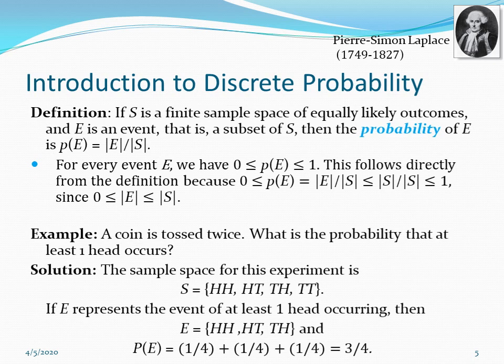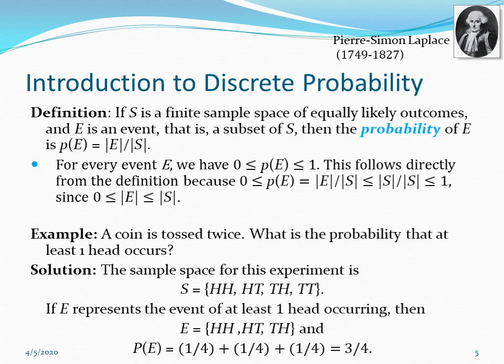The probability of an event is defined in this case to be the number of outcomes in the event divided by the total number of outcomes, the number of outcomes in the sample space. So from the definition, it should be clear that the probability of any event is a number that's larger than or equal to 0 and less than or equal to 1. Because the probability is the number of elements in the subset divided by the total number of elements in the set, it will always be less than or equal to 1 and greater than or equal to 0. Let's look at an example.